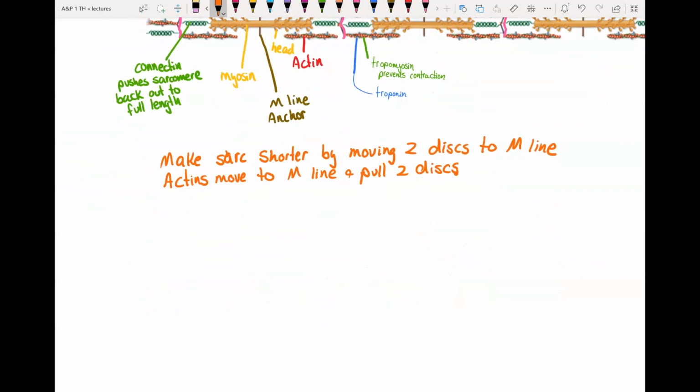So the way we get the actins to move in is the myosin heads attach to the actin and pull it toward the M line.